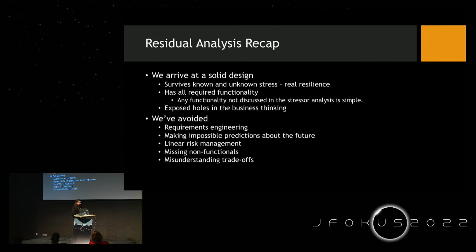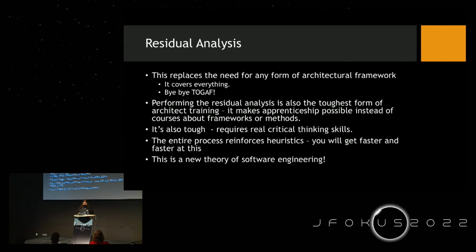What we haven't done is any requirements engineering. And we haven't made any impossible predictions about the future. We haven't tried to predict exactly what's going to happen in this environment. We've just made sure that we've explored enough of the attractors in the attractor network. We haven't done any of this old school linear risk management where we make numbers up and say this has a probability of 37% and an impact of $100,000, because that's pointless. And we have avoided missing non-functionals.